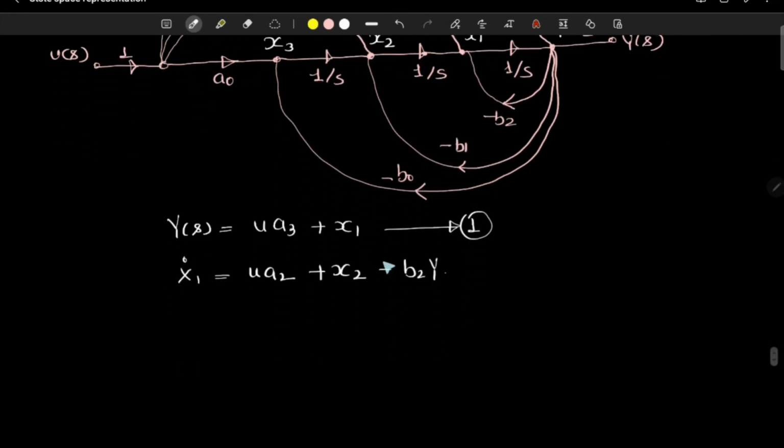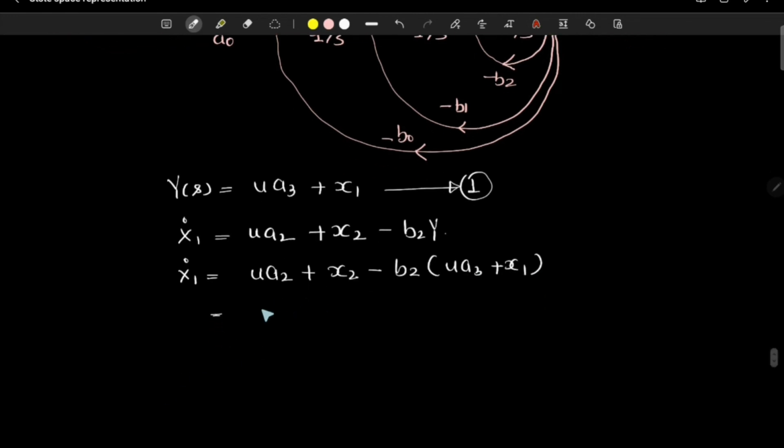Okay, so put y at this point, substitute the value of y at this point, we will get x1 dash is equal to u a2 plus x2 minus b2 into (u a3 plus x1). Or we can take u as a common and write all the equation from x1 to x3. So minus b2 into x1 plus x2 plus (a2 minus b2 a3) into u. Okay, so let's take this equation as equation 2.